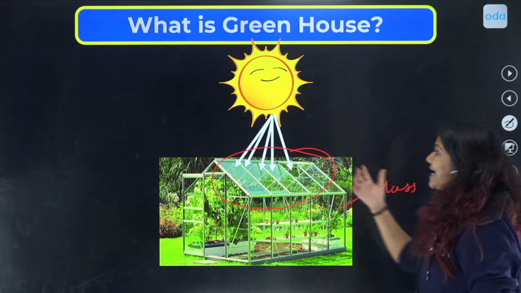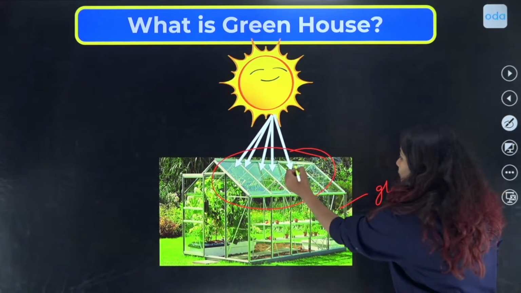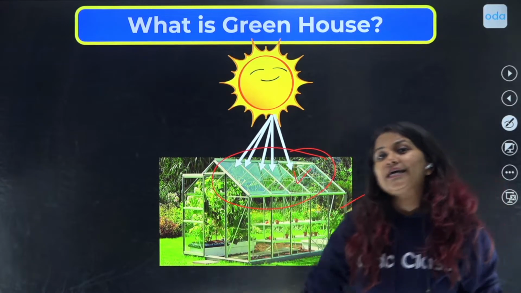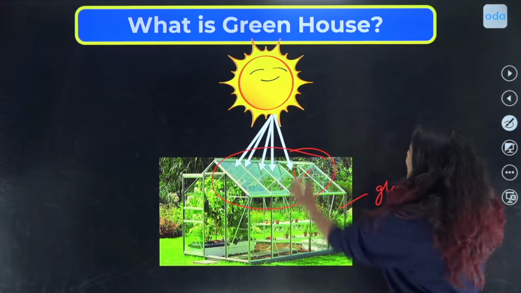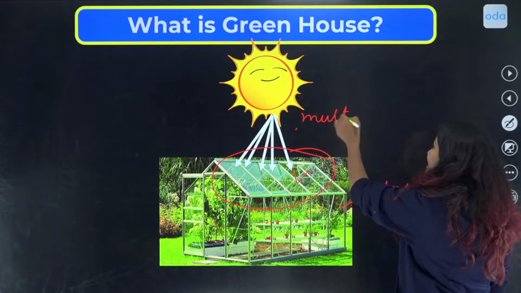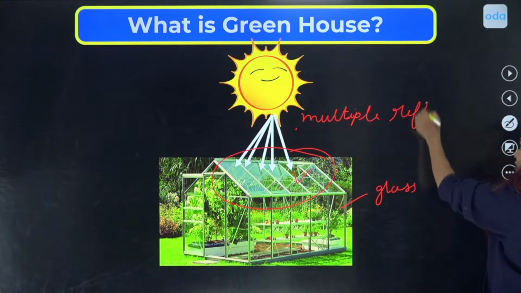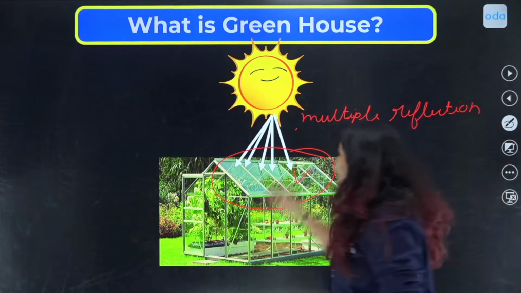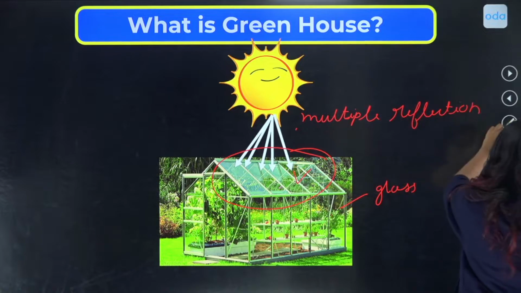So when these rays enter the house, these rays won't be able to escape. ये rays बाहर निकल नहीं पाएंगी. तो होगा क्या? What will happen here? The rays will undergo multiple reflection. So these rays will reflect inside the house. Now, meanwhile, these rays undergo multiple reflection.